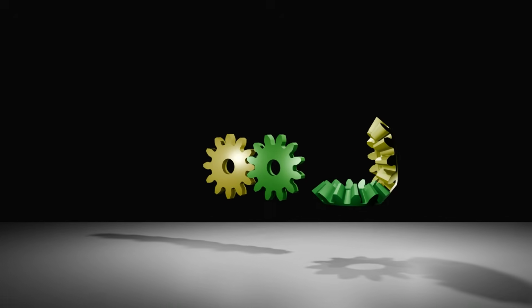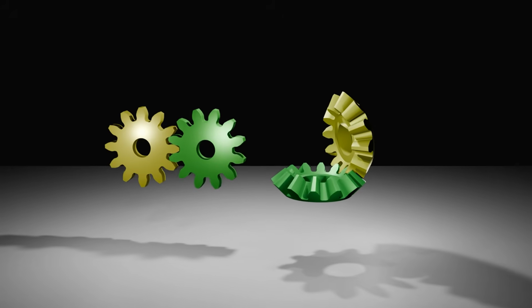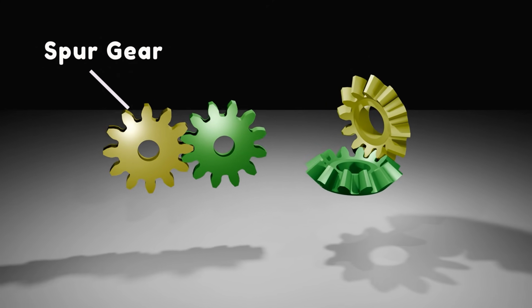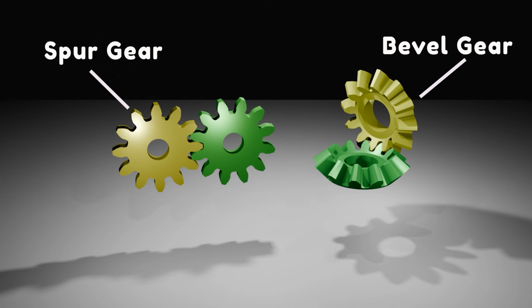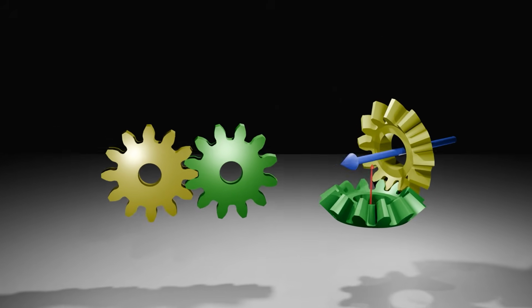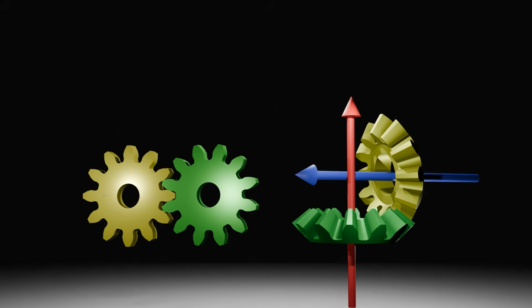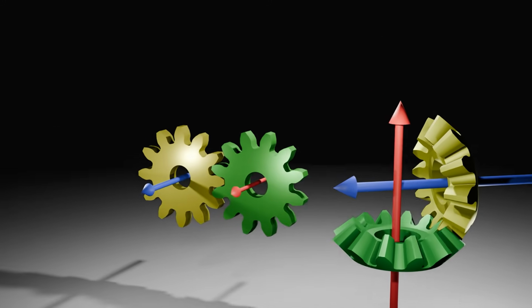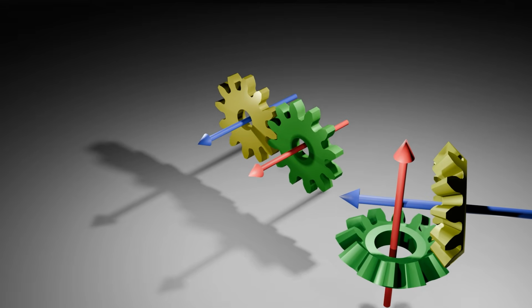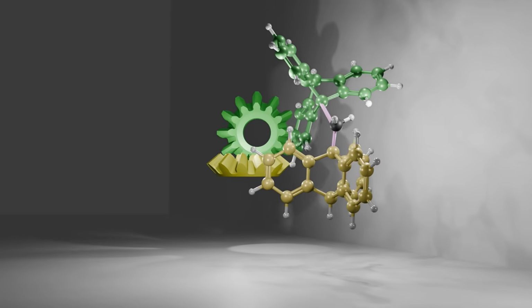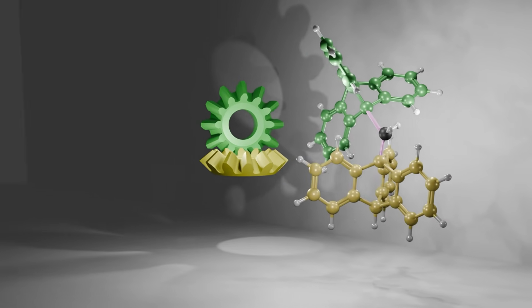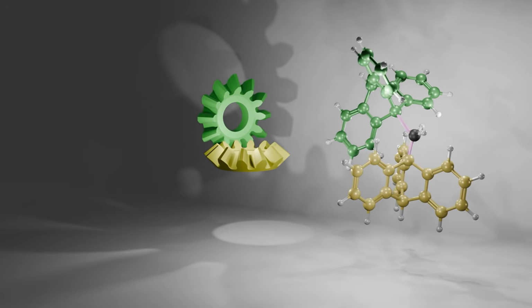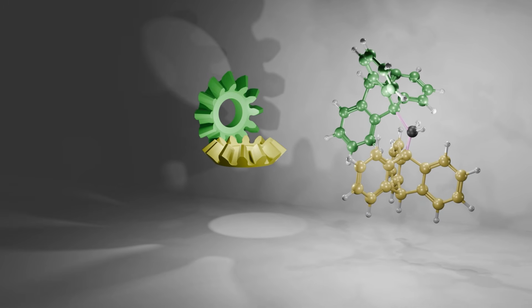In the macroscopic world, there are several types of gears, such as Spur gears and Bevel gears. In a Bevel gear, the axes of rotation are perpendicular to one another, but in a Spur gear, the axes are parallel. Ditriptycenemethane is actually a Bevel gear. As you can see, the two components are positioned on top of one another.